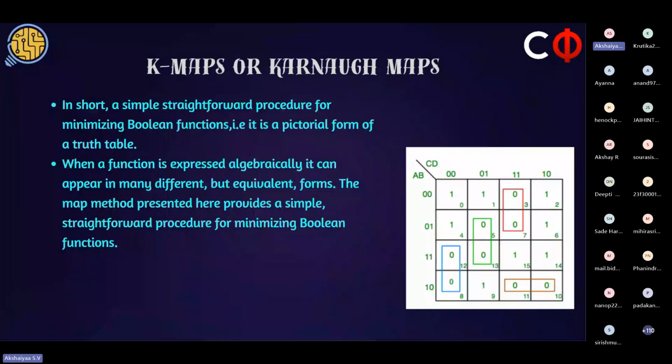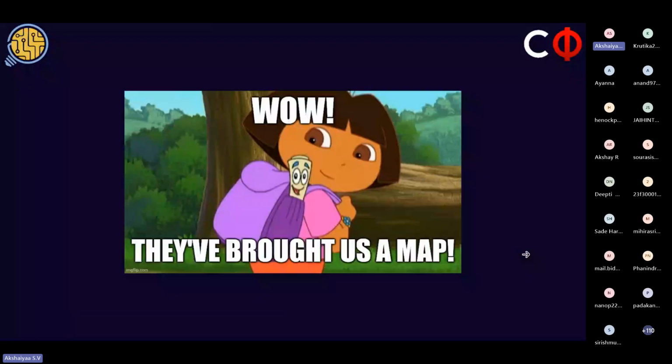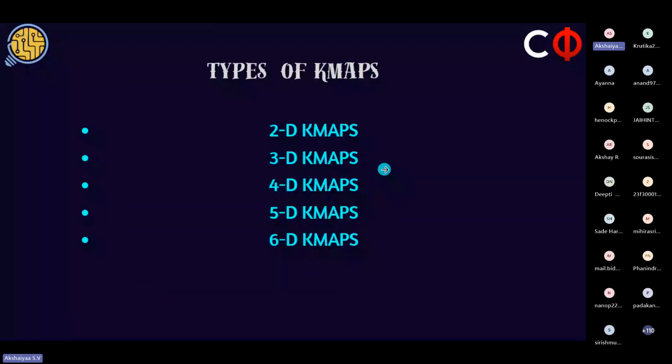There are different types of K-maps: 2D, 3D, 4D, 5D, and 6D K-maps. But we are going to discuss only the first three types, as the last two are not efficient. You might be wondering what the basis of classifying into these types is. The classification is based on the number of variables present. Let's suppose there are two variables, X and Y. Then you're going to prefer 2D K-maps. If there are three variables, you go for 3D, and the same applies for the next.